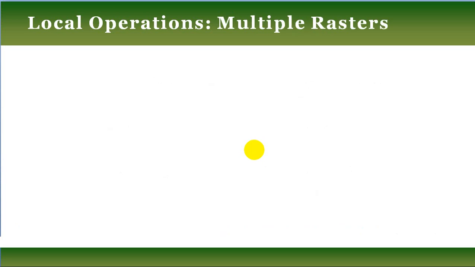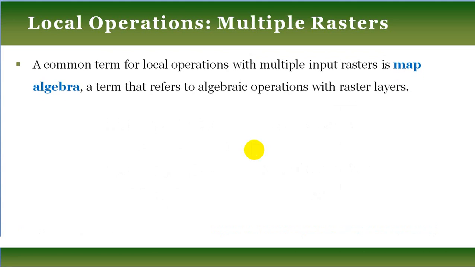Now next in this slide we will discuss local operations with multiple rasters instead of a single raster. A common term for local operations with multiple rasters is map algebra, a term that refers to algebraic operations on raster layers. We will basically perform different types of algebraic operations on different input rasters, plural, not a single raster, and based on this we can create a new output raster.